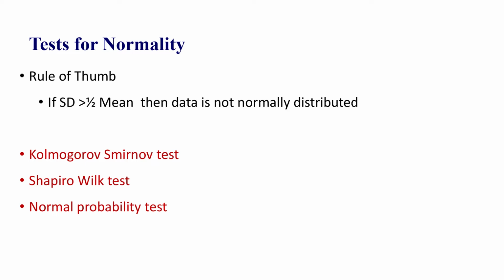Suppose the mean of your observations is 4, and the standard deviation is 3. Half of the mean is 2, because the mean is 4. And if your standard deviation is 3, which is more than 2, then in that case you will say that the data is not normally distributed. So this is a simple rule which you can keep in mind.